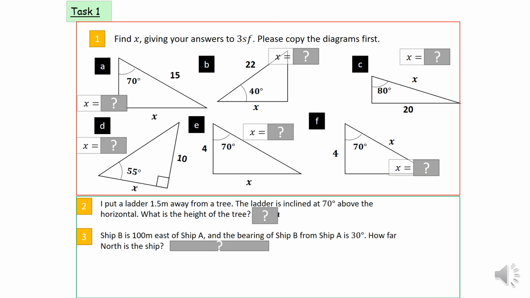Okay, so here are some questions for you to try on your own. Please have a go at the questions and upload your answers on Class Charts. Please pause this slide as I will be going over to the next slide.